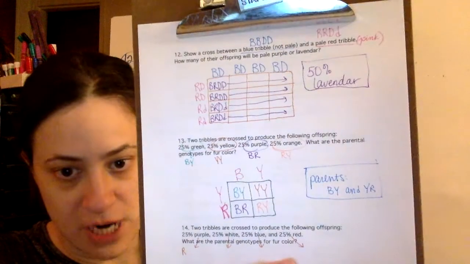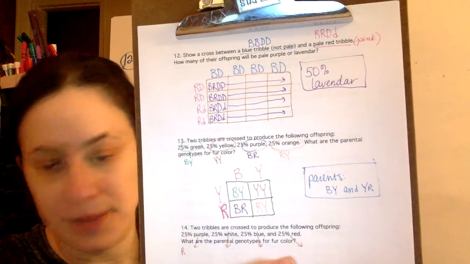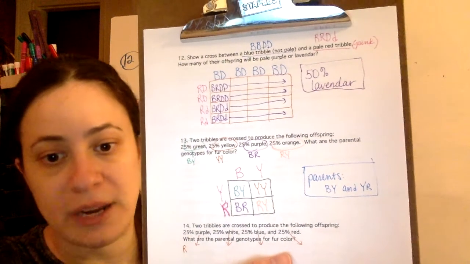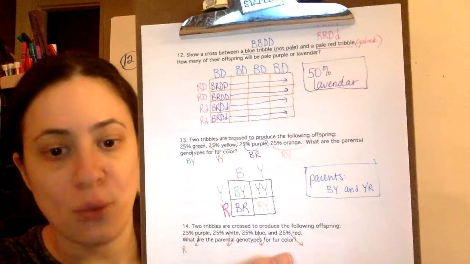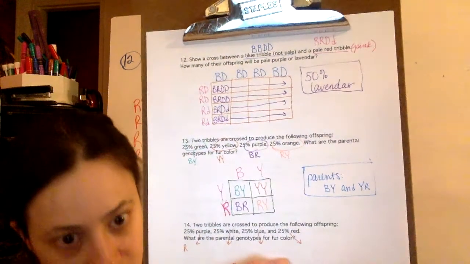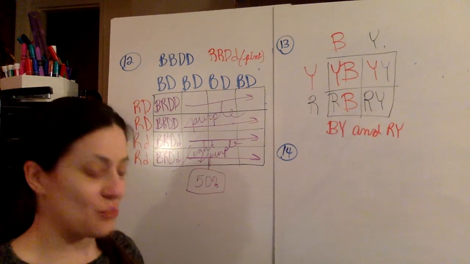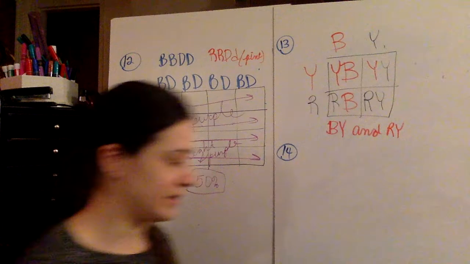and I'll show this to you as well. So two tribbles are crossed to produce the following offspring. 25% purple, 25% white, 25% blue, and 25% red. What are the parental genotypes for fur color? Don't forget that also white was recessive to all the other dominant alleles.